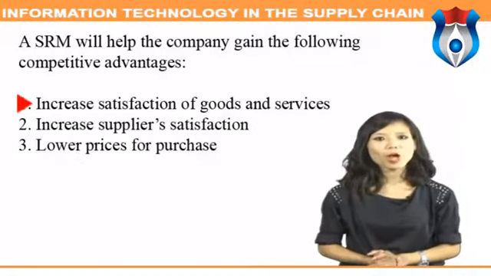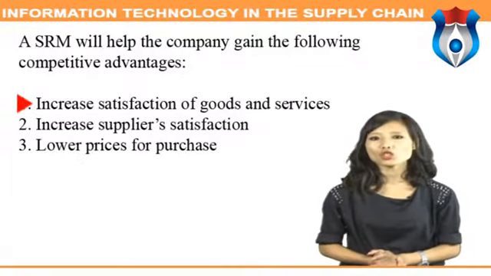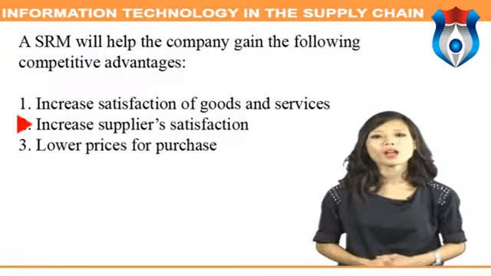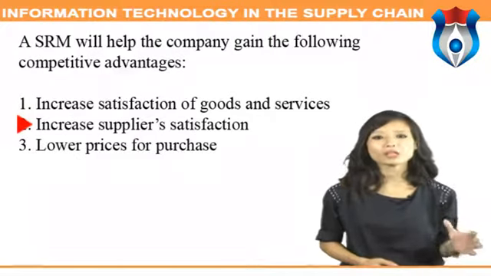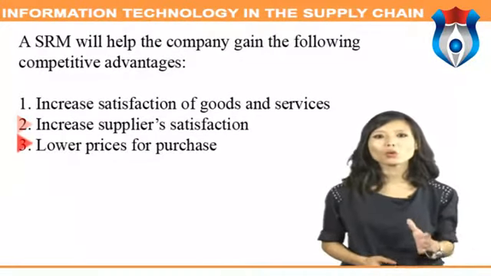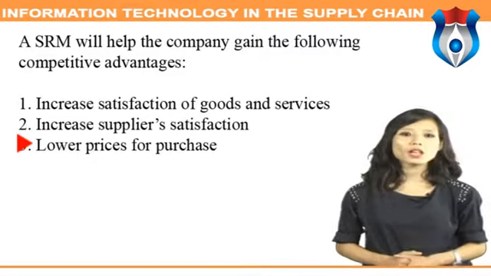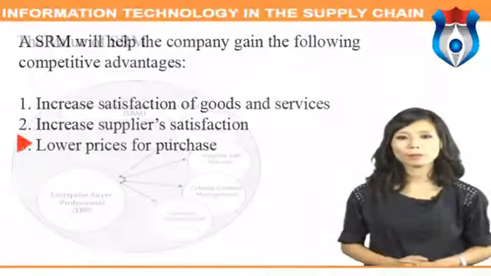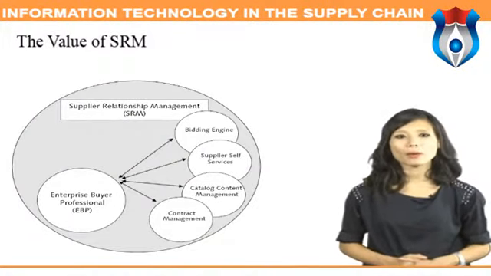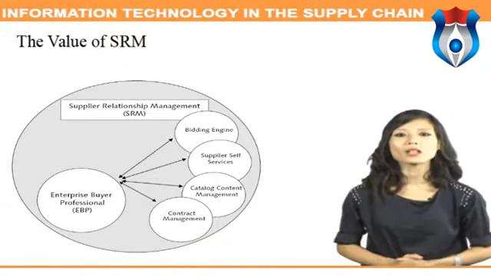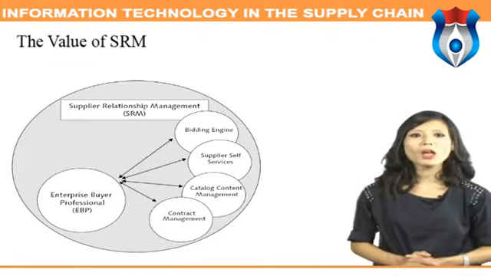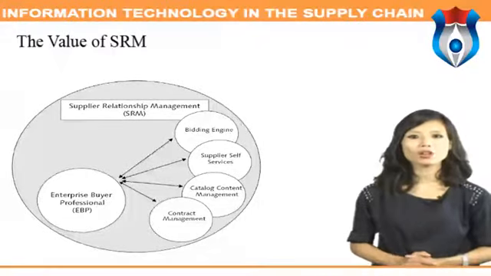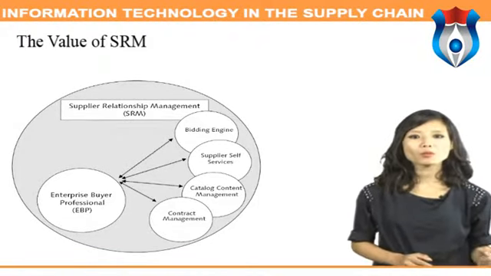According to proponents, the use of SRM software can lead to lower production costs and a higher quality but lower price end product. SRM will therefore help the company gain the following competitive advantages: increase satisfaction of goods and services purchase and speed up product development by promoting a shared knowledge of suppliers and alternative technologies, increase supplier satisfaction to attract and retain the most competitive ones, lower prices for purchase and maintenance of goods and services by improving business processes across the supply chain.